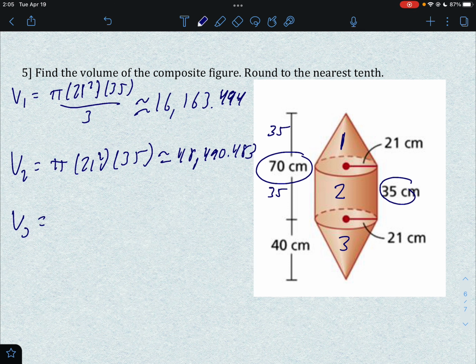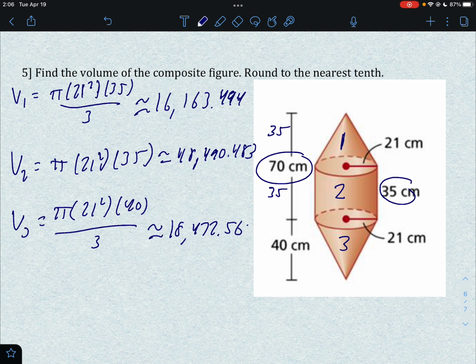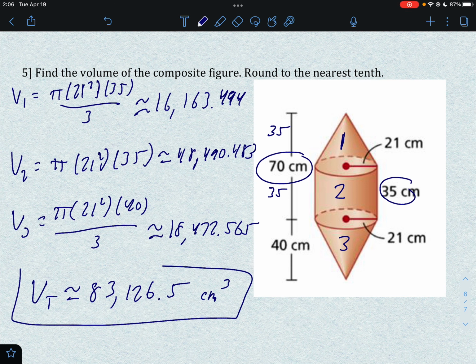And the bottom cone, pi r squared h over 3, is 18,472.565. Okay, add those three together, and we get our total volume is 83,126.5 cubic centimeters.